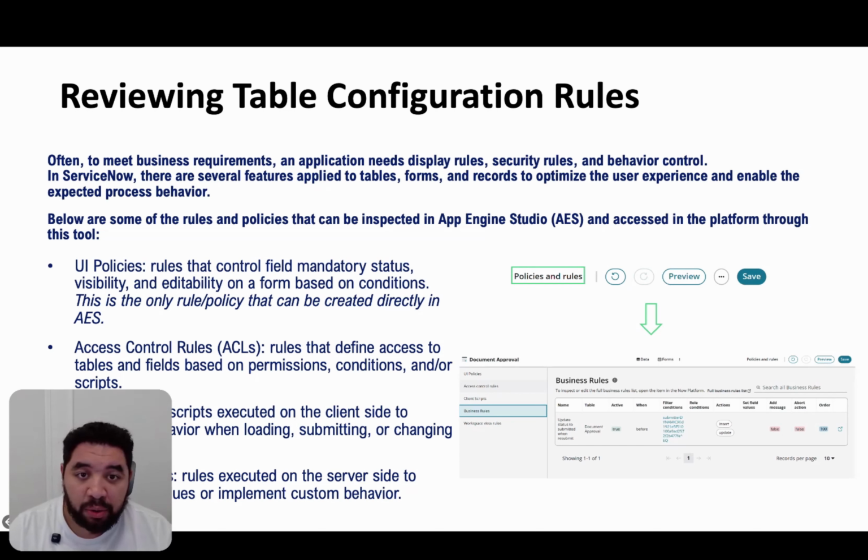Next, we have access control rules, also known as ACLs. ACLs define who can access a table or a specific field based on roles, conditions, and sometimes scripts. They are critical for enforcing security in the platform. Then we have client scripts. These scripts run on the client side and are used to customize behavior when a form loads, when a field changes, or when a form is submitted.